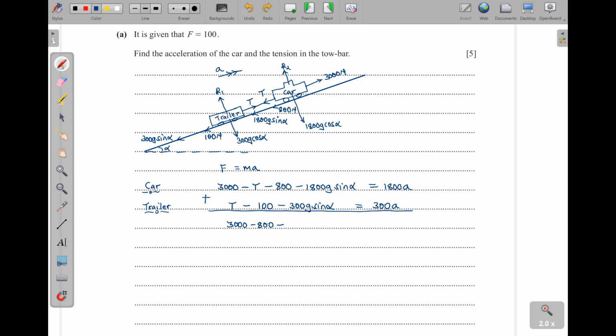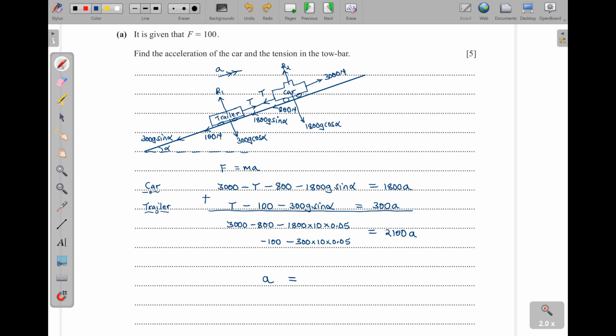Now we shall have 3,000 minus this 800 minus this one here, 1800 times 10 times 0.05. Then there is minus 100. Then minus this one, 300 times 10 times 0.05. And then when we add the right sides together, it will give us 2100 A. So meaning acceleration is going to be equal to whatever we get here, then divided by this.